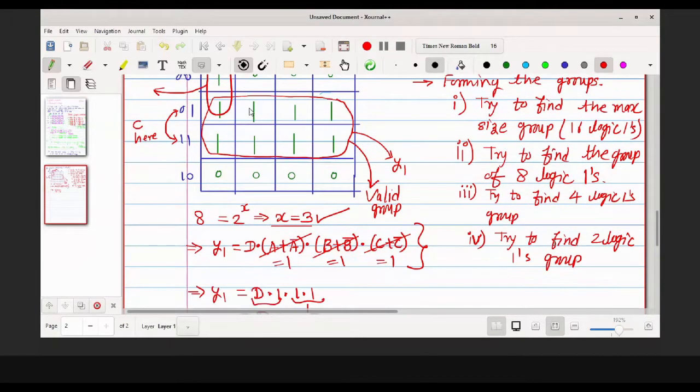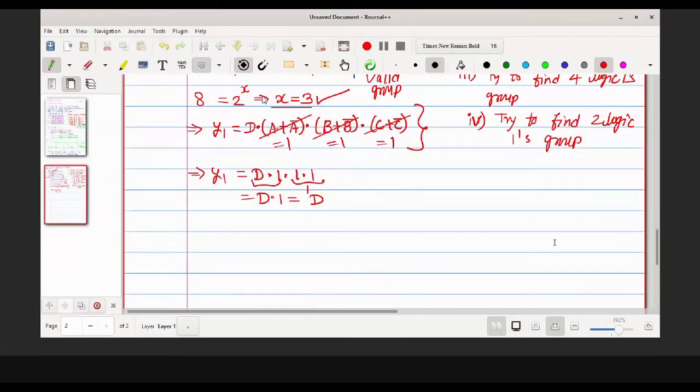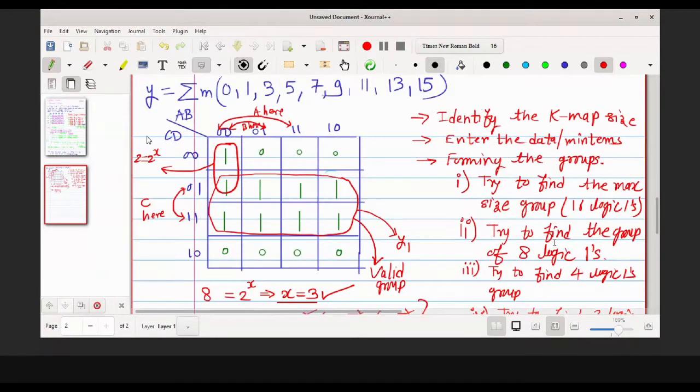Okay. So here the number of logic ones is 2. So 2 is equal to 2 power x, which implies x is equal to 1, right? So x is equal to 1. So the number of variable changes permitted here is just 1. So let us look at whether it is valid or not.